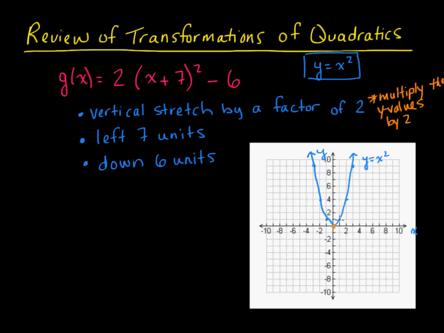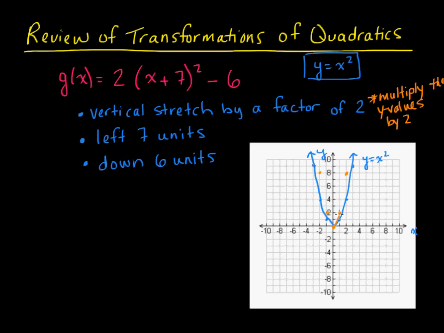The next point, (1, 1), has a y value of 1. If I do a vertical stretch by a factor of 2, I multiply that by 2, and the new y value is 2. Next point is (2, 4). The y value is 4, multiplied by 2 is 8. Going in this direction, again, this y value is 1, multiplied by 2 is 2. This y value is 4, multiplied by 2 is 8.